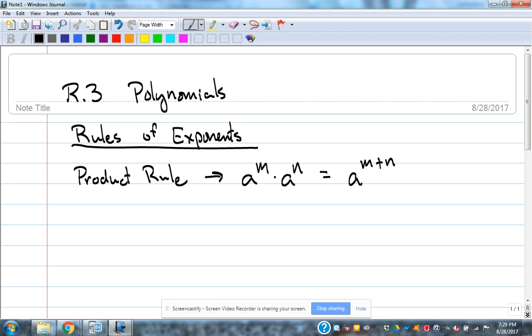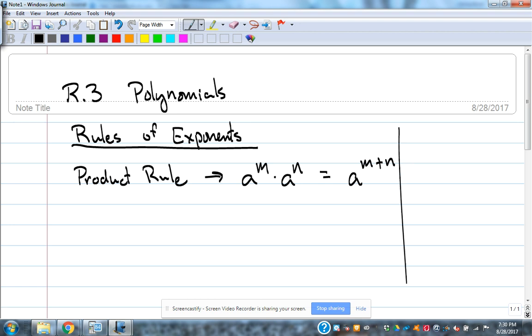What's going on here? It's a to the m times a to the n. So a product is multiplication. So anytime you're multiplying things that have exponents with the same base, the base is the a. A is the base, the big number at the bottom. The m and the n are the exponents. Anytime you're multiplying things with the same base, you're going to add the exponents. So you just add them up.